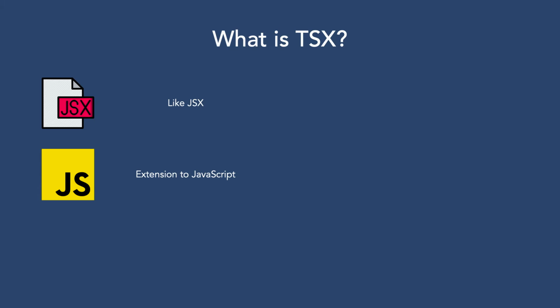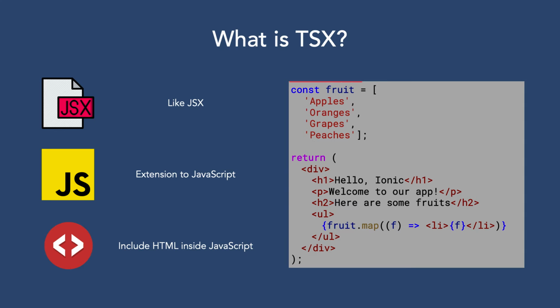JSX, and by extension TSX, is an extension to JavaScript that enables you to include HTML markup directly inside your code. To show you what I'm talking about, consider this code snippet. We start off with an array of fruits. That should appear pretty normal to anyone familiar with JavaScript. But then look what it does. It immediately returns HTML. So we have a div containing an h1, a paragraph, an h2, and an unordered list.